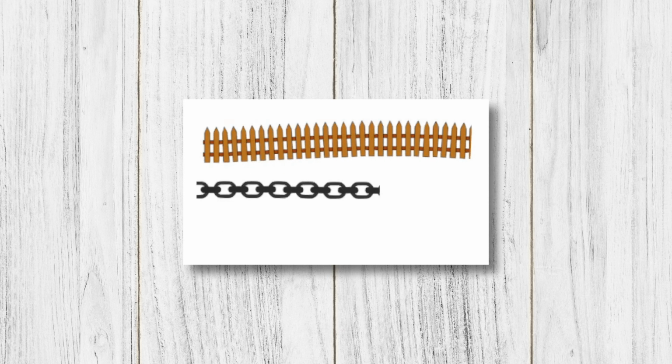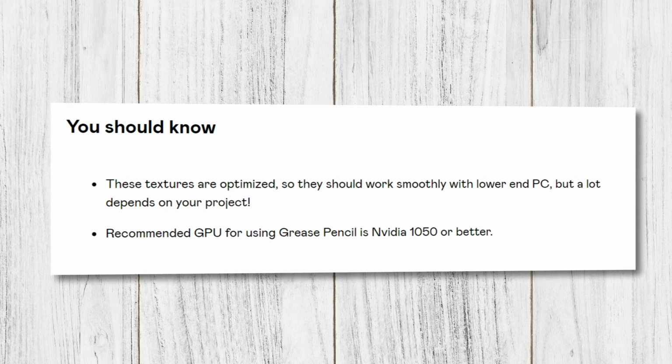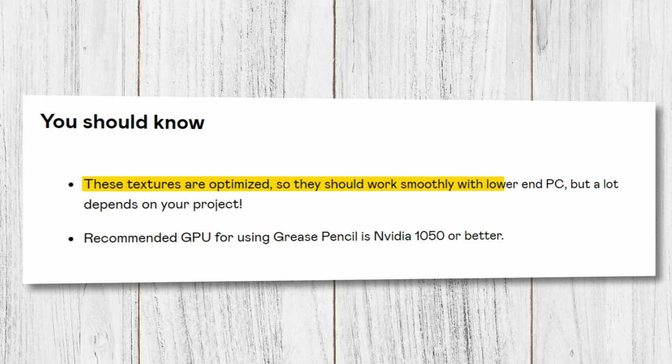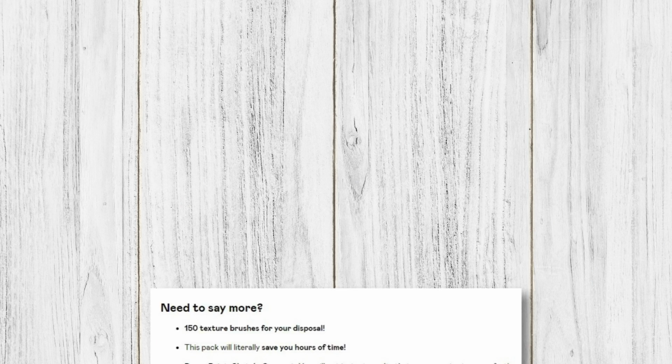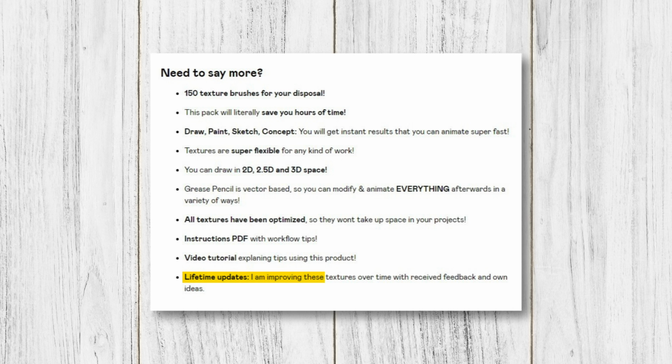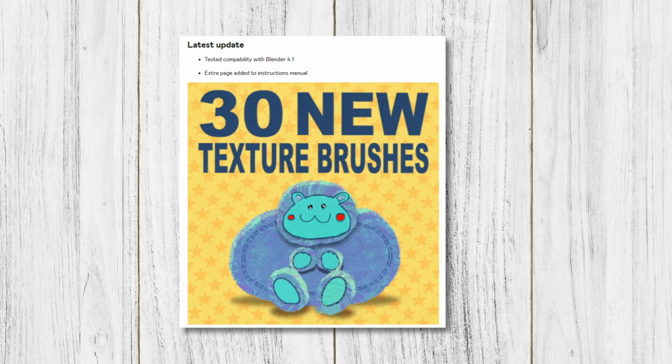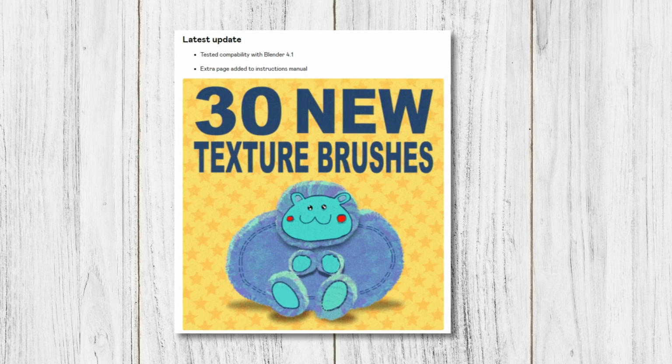And lastly, it includes 20 line texture brushes for long repetitive objects such as fences, ropes, chains, and even security tapes. The pack is optimized for lower-end PCs and is supported by any version beyond Blender 2.9. These brushes are also continuously updated with new assets and textures, with the newest update, as of the making of this video, being in November of 2023.